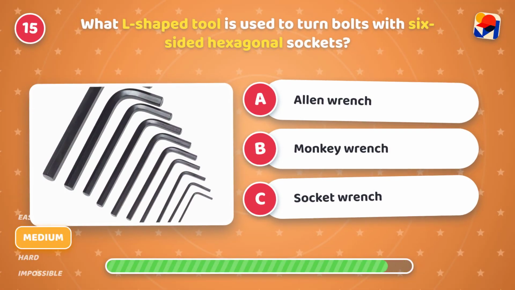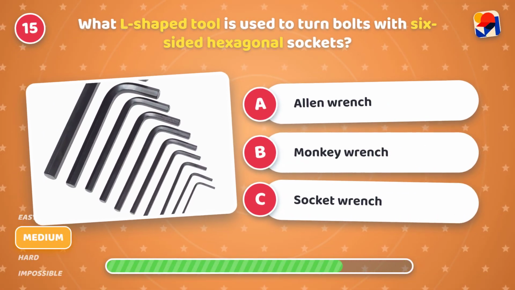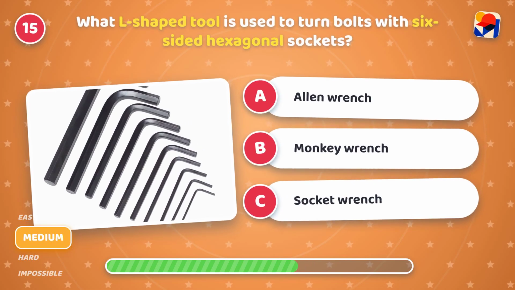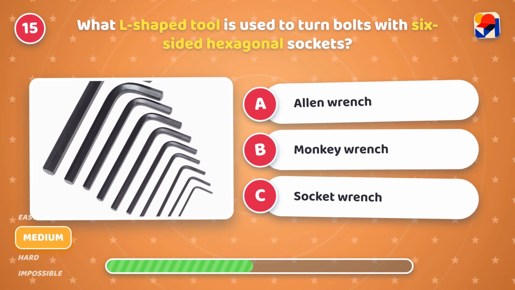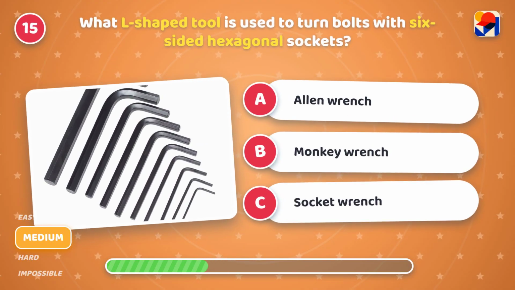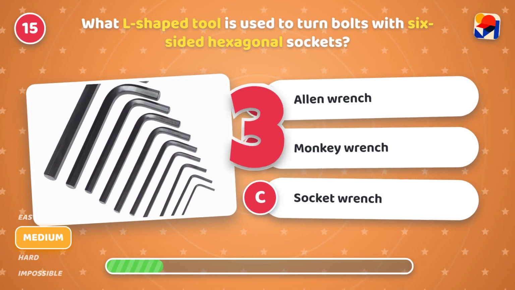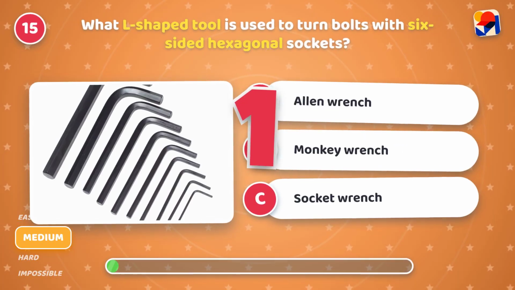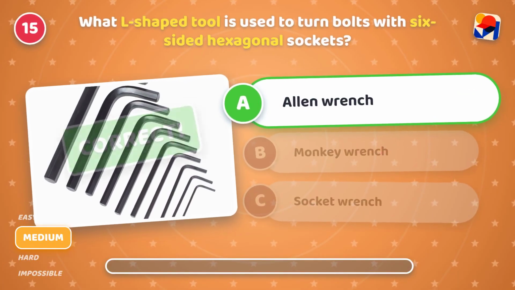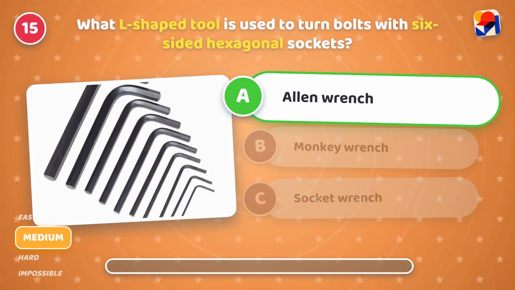What L-shaped tool is used to turn bolts with six-sided hexagonal sockets? Is it A, Allen wrench, B, monkey wrench, or C, socket wrench? It's A, Allen wrench. It fits hexagonal sockets.